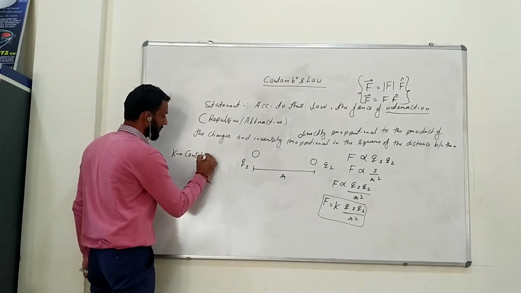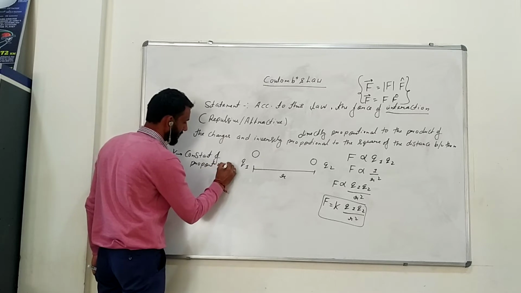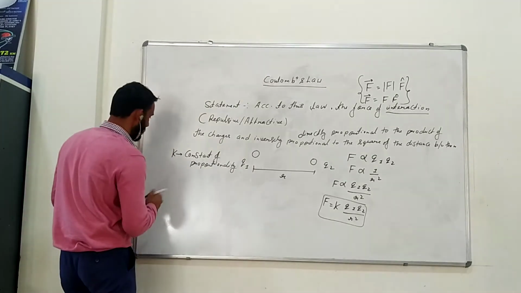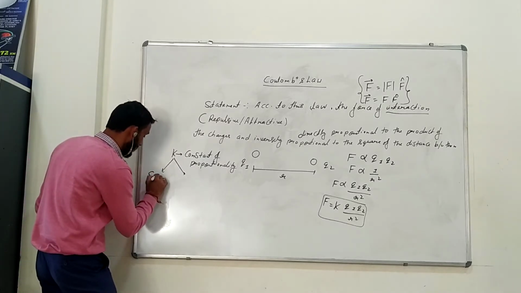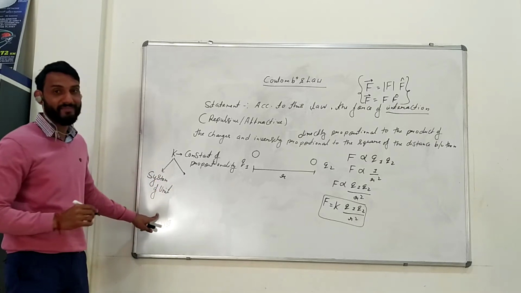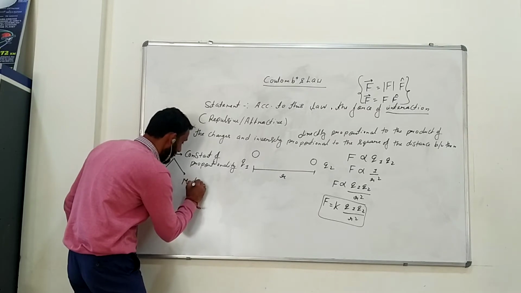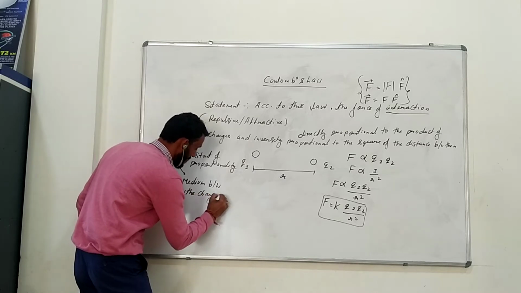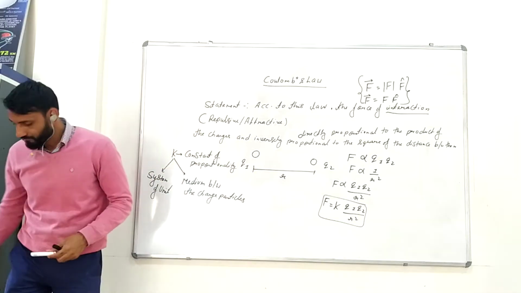K is a constant of proportionality, and its value depends on two things. So the value of K depends on two factors. Number one, the value of K depends on system of unit. When I say system of unit, I mean it could be CGS system of unit, it could be SI system of unit. And the second, it depends upon the medium between the charged particles. So what is the medium between these two charged particles? The value of K also depends on that, right?